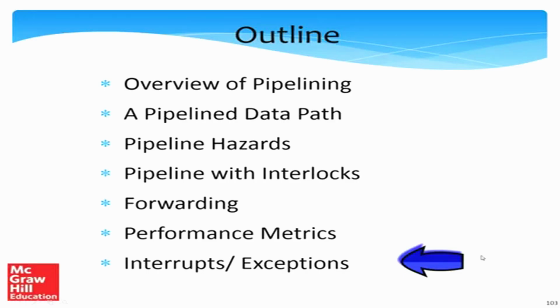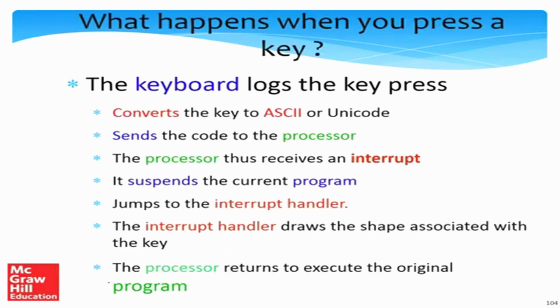Let us now talk about interrupts and exceptions. These are very important features in modern pipeline processors, and they are required particularly while interacting with I/O devices, input-output devices like the keyboard and the mouse. Alright, so what happens when you press a key? This is the precise sequence of actions.